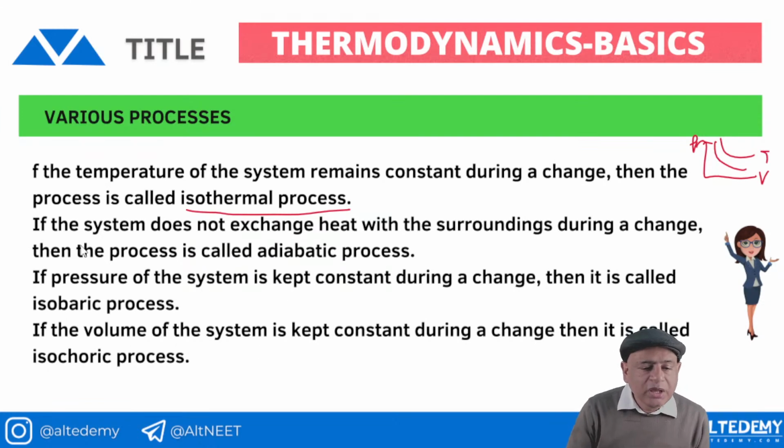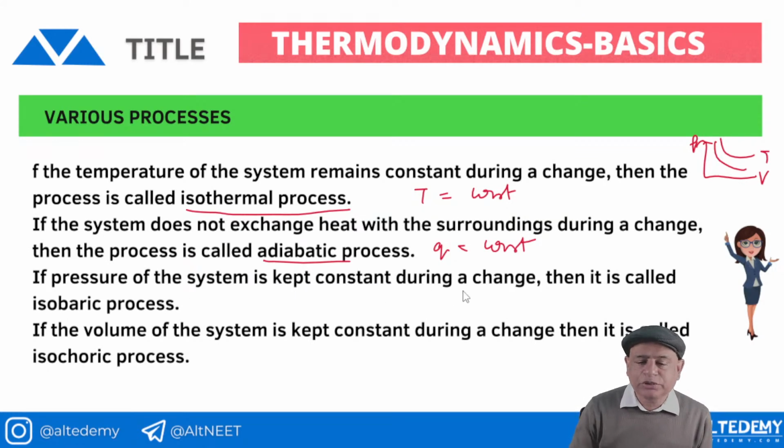If the system does not exchange heat with the surroundings during a change, the process is called an adiabatic process. In an isothermal process, we say T is constant. In an adiabatic process, we say Q is constant. We told you about T, V, P, Q. If during a process the heat transfer is zero, it is called an adiabatic process. If the pressure of the system is kept constant during the change, it is called an isobaric process. Here pressure is constant.